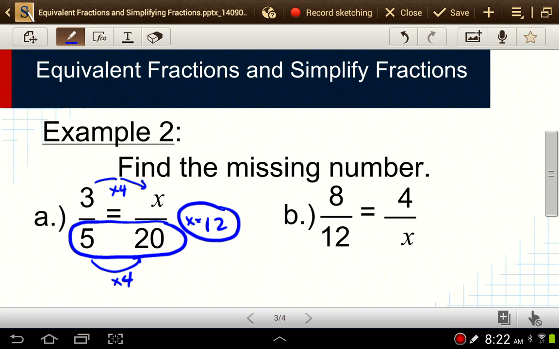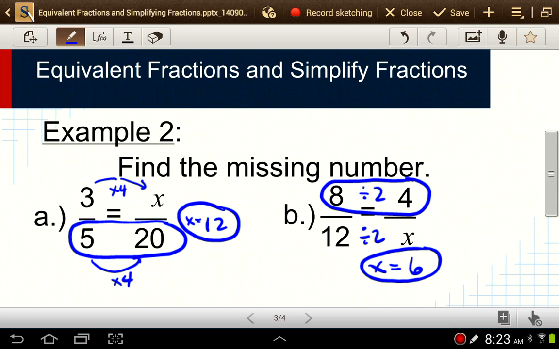For example B, I have 8 over 12 equals 4 over x. The part that I already know is the 8 and the 4 of the numerator. So how do I go from 8 to 4? Well, to go from 8 to 4, you're dividing by 2. 8 divided by 2 is 4. So I have to do the same thing in the denominator because they have to be consistent. 12 divided by 2 is 6. So my final answer is x equals 6. And that is how you do those.